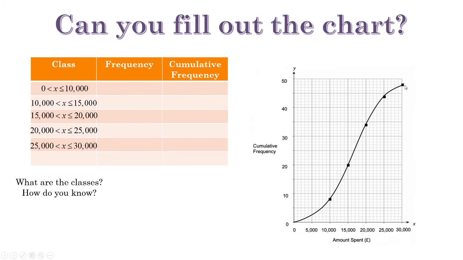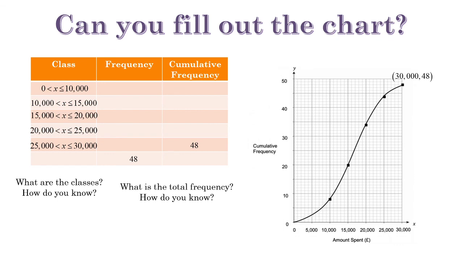I'm going to start with the total frequency, which looks like 48. And the reason I know the total frequency is 48 is because it's right here. You can look over, that's 48. So the total frequency is 48. That means that there are 48 people who would, I'm assuming this is people, 48 people that would have spent 30,000 or fewer pounds. That's according to the graph, right?